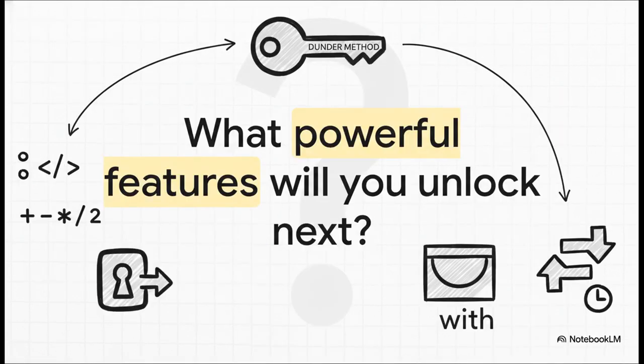You know, learning this one concept just opens up the entire language. Everything from context managers using the with statement to asynchronous programming with async and await, it all follows this same dunder method protocol. So the only real question left is, what powerful features are you going to unlock next?